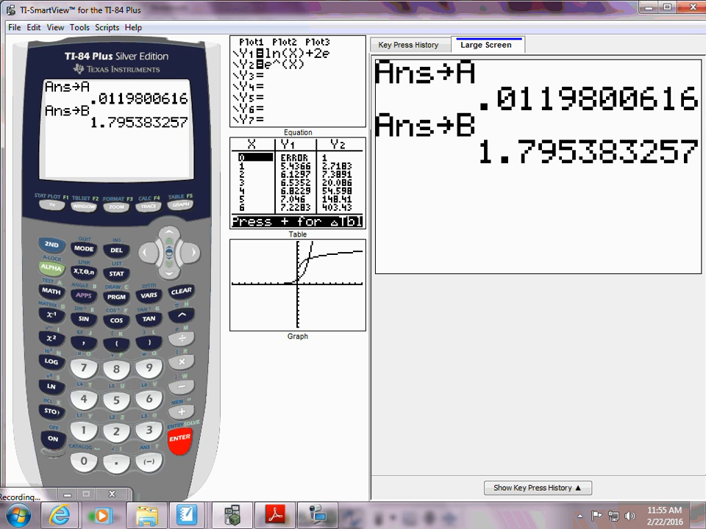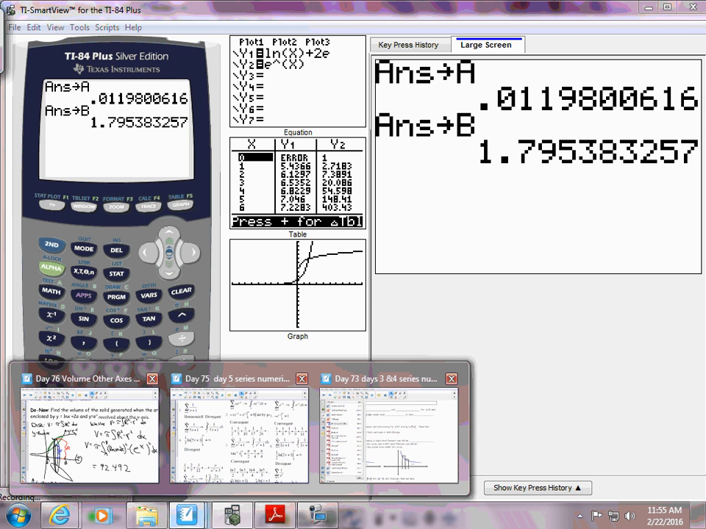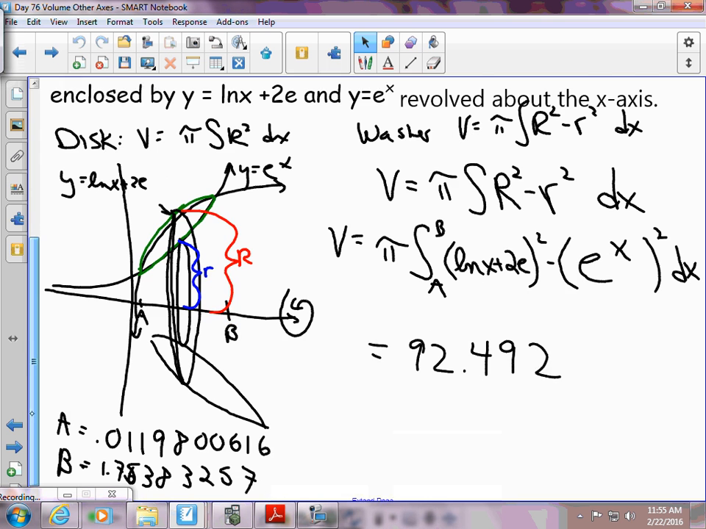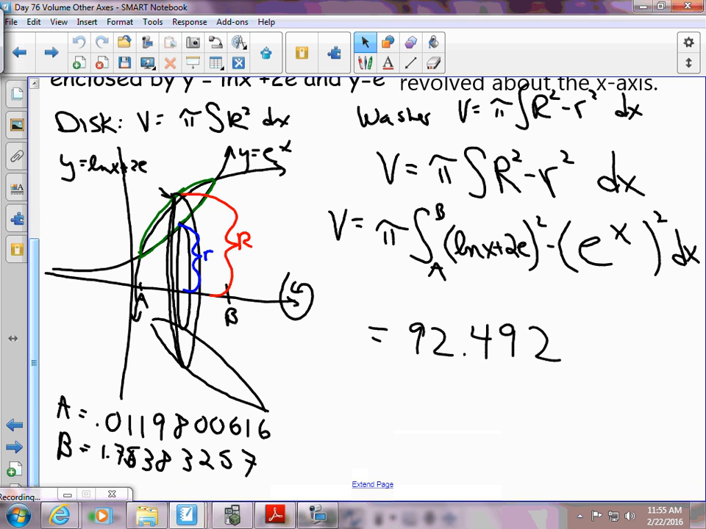I'll go over. And then, once you have that, as long as you've written somewhere on your paper what A and B are, this is your work for your setup. Now, this will get you the volume. You've got the pi, the big R squared minus little r squared, your dx, A and B. But I just want to make sure you know how to put this all in the calculator, because sometimes you actually have to get the answer.